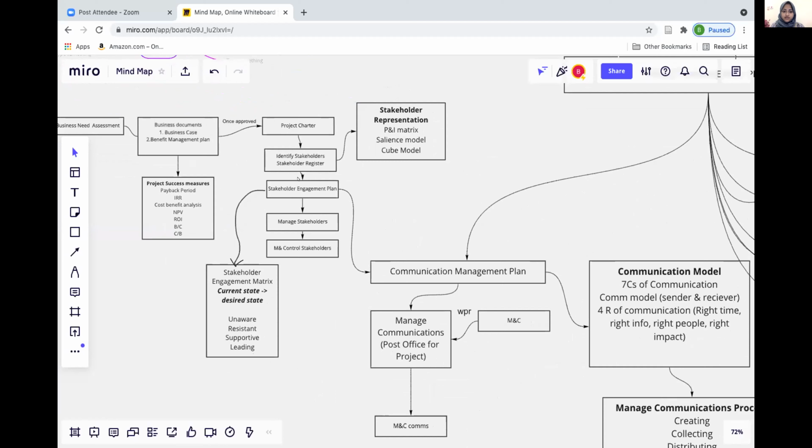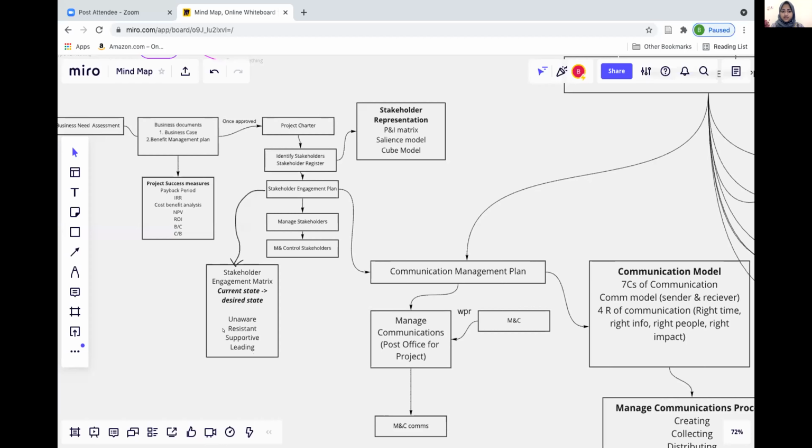We create a stakeholder engagement plan, and for doing this, we have the stakeholder engagement matrix, where we identify the current state of our stakeholders and how we desire them to be engaged with our project. The 4 different stages of stakeholder engagement are unaware, resistant, supportive, and leading. From the stakeholder engagement plan, it's a part of managing stakeholders, and then we monitor and control stakeholders.